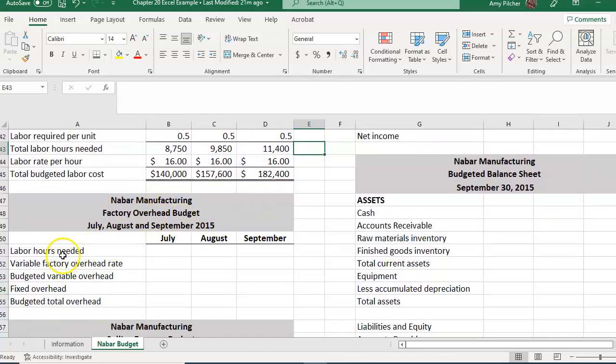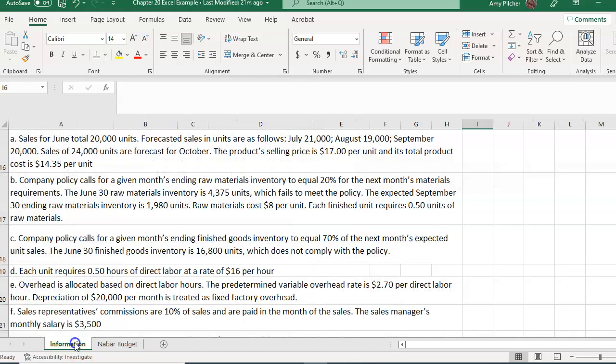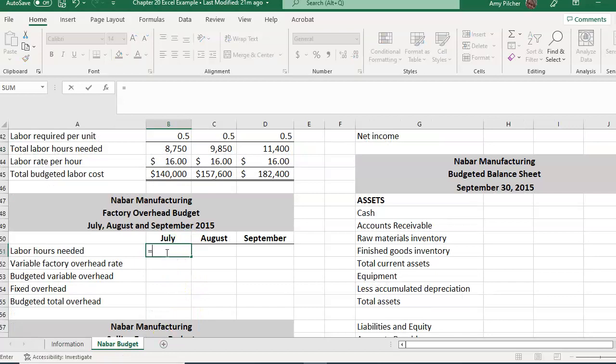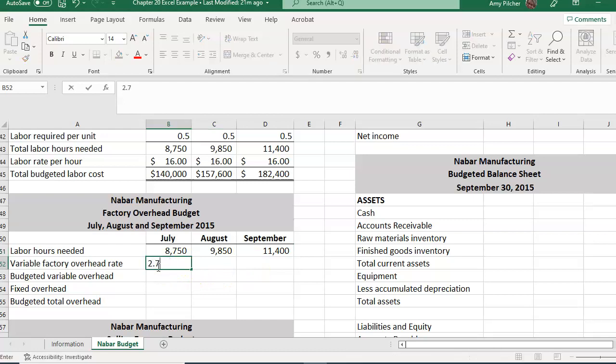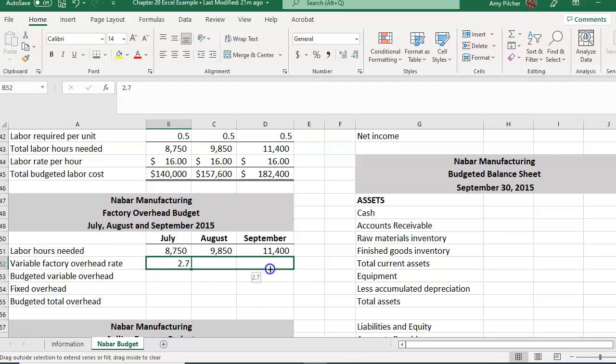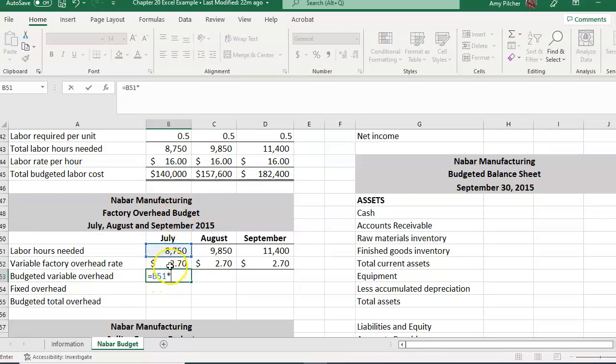Then my factory overhead budget. If I go to overhead, it tells me that overhead is allocated based on direct labor hours. And my predetermined overhead rate is $2.70 per direct labor hour. Okay, so I start with the number of labor hours needed, which I bring from my labor budget. Total labor hours needed. And then my rate is $2.70 per hour. Carry that across and format. So my budgeted variable overhead is the number of hours needed times my rate of $2.70 per hour.